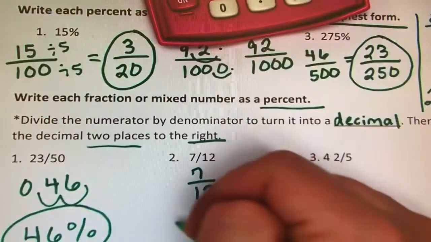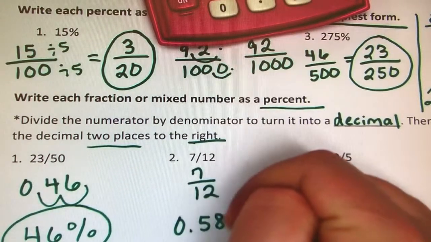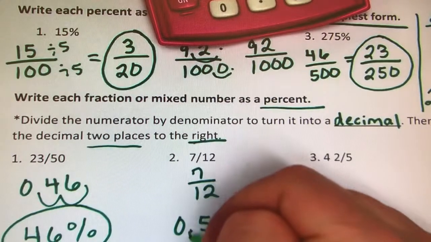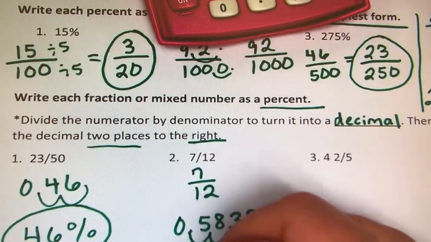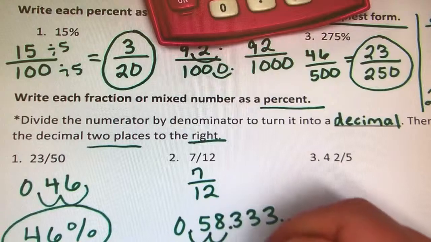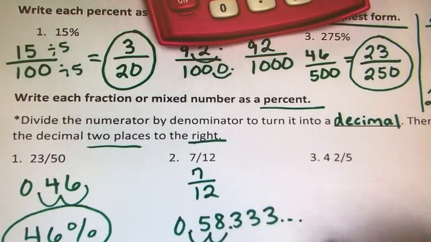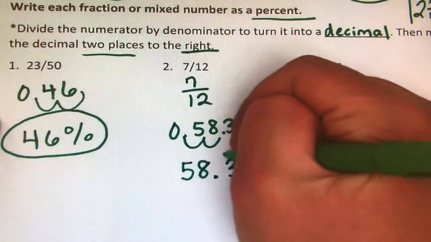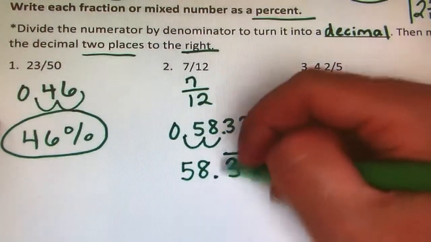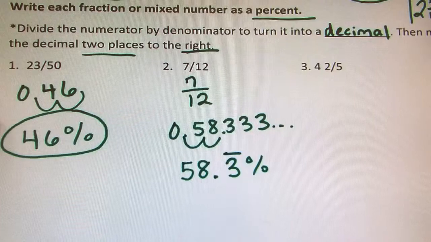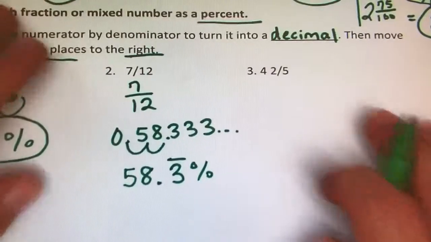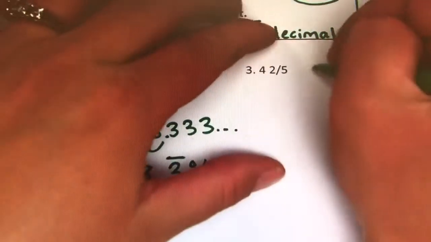So let me show you what we're going to do with that. 0.58, 3, 3, 3. Just write a couple for right now. Move it 2 places to the right. So it's 58.3, but if we just leave it like that, that's not true. To note a repeating decimal, we put this line over it. And that tells the reader that this 3 repeats on continuously. So 58.3 repeating percent.